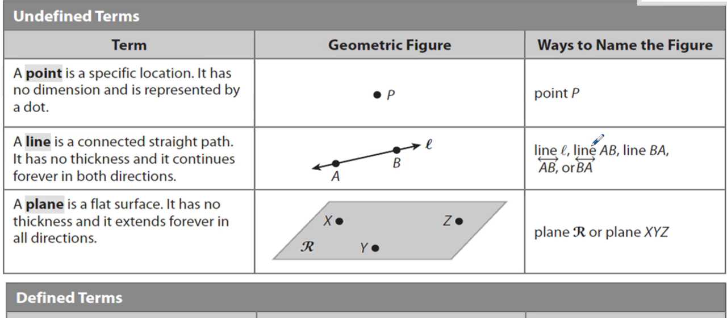A plane is just a flat surface, like the top of a table, a wall, whatever. Those are all kind of like planes. It extends forever in all directions. You can also put a capital cursive, fancy italic letter and name it by that. So in this case, plane R. Or if there are 3 points, as long as those 3 points aren't in the same line, if there are 3 points all over the plane, you can name it with those 3 points, X, Y, Z, and any order would work. You could say plane ZYX or whatever.